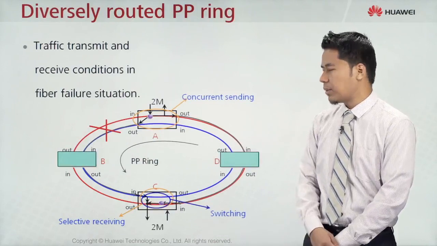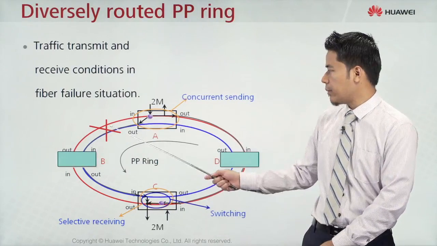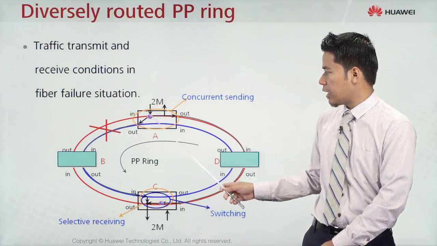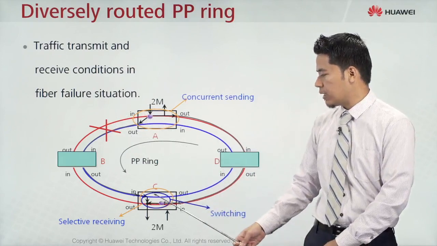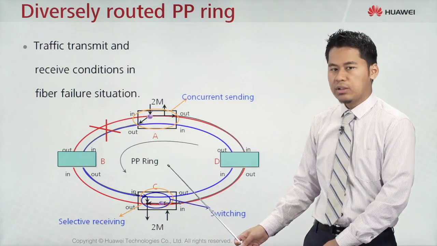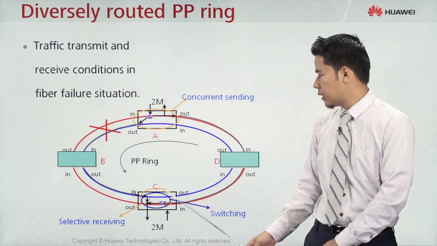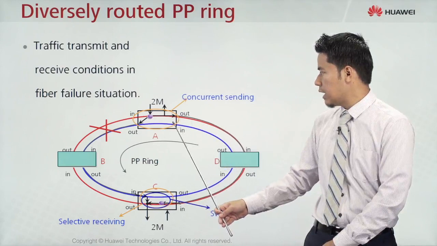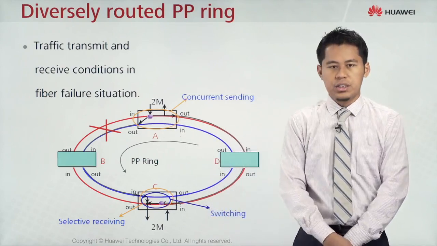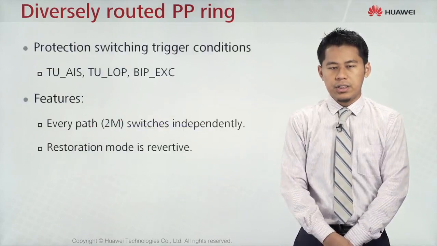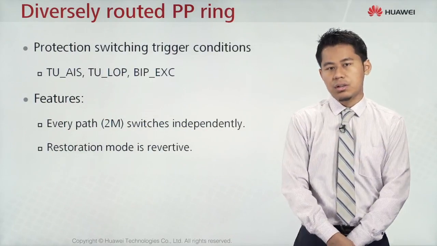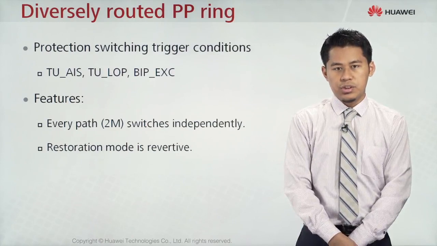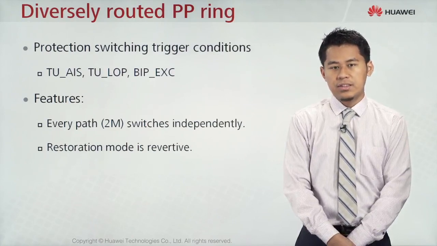So here, this is an example of it. Just now I mentioned, if you have a fiber cut around here, of course, both cannot go in this direction anymore. Of course, here they will go in this direction and they will make a switch directly in C. For the reverse as well, it's the same thing. Of course, they will go to D, and in A here, they will perform the switching. So here will be the diversely routed PP ring. As you can see, the protection switching trigger condition. This is the alarm involved for the switching, such as the tributary AIS, and the rest.